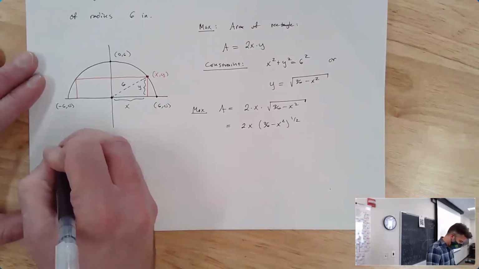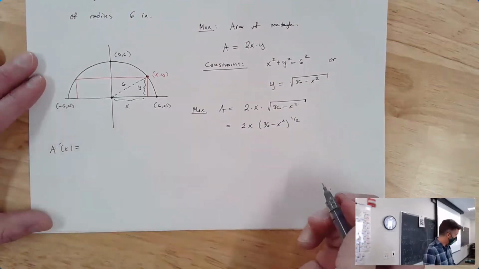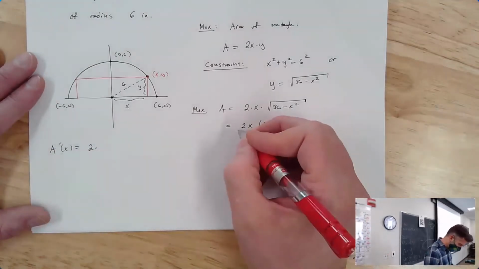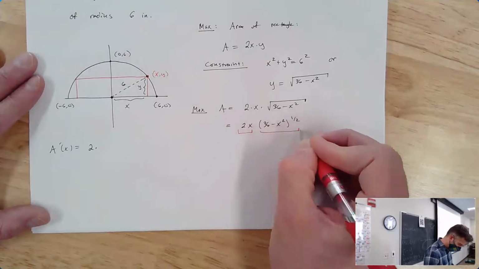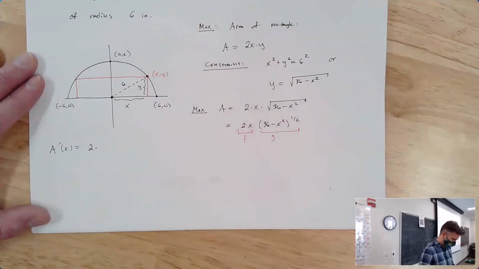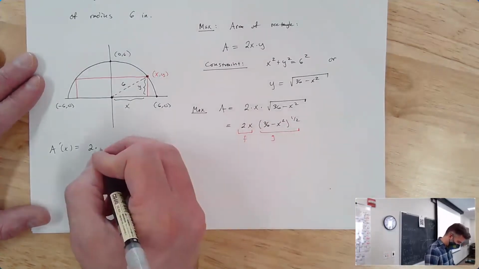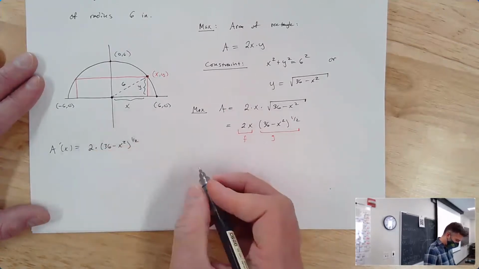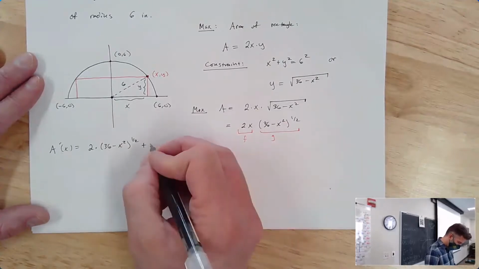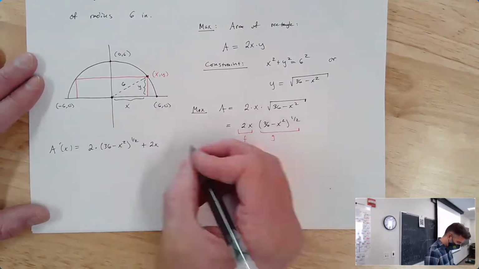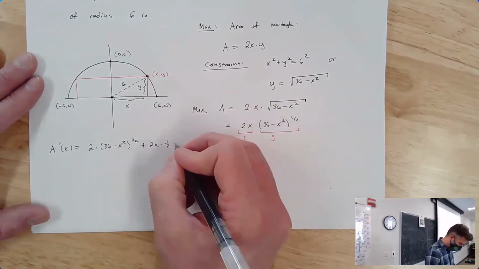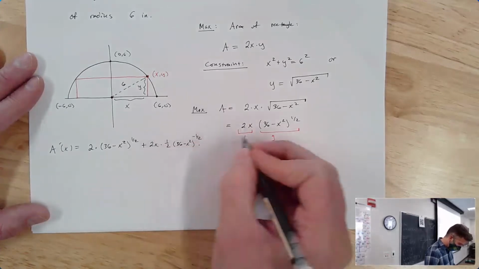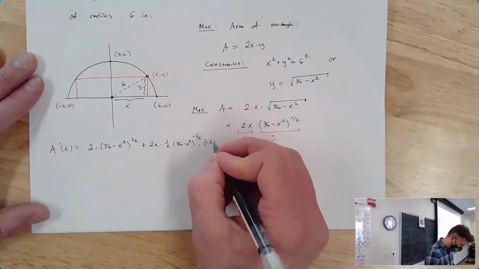So for our derivative, you have to use the product rule. I'm thinking of this as one piece, and this is another piece. So it's going to be the derivative of the first, which is 2, times the other part left alone, 36 minus x squared to the 1/2 power, plus 2x times the derivative of this, which is going to be 1/2 times 36 minus x squared to the negative 1/2 times negative 2x.